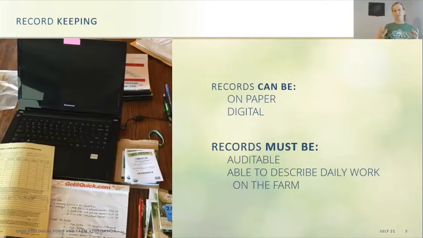You'd also want to keep what we call a daily record, a field activity record of what's going on the farm day to day. It's almost like a log of what you do day to day. Getting in the habit of keeping that is really important for organic production.